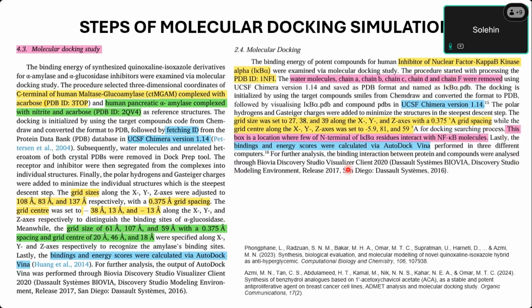And this box is a location where a few N-terminal IKBA residues interact with an FKB molecule. It means there is a specific reasoning for why they choose this chain E and also why they choose these coordinates.